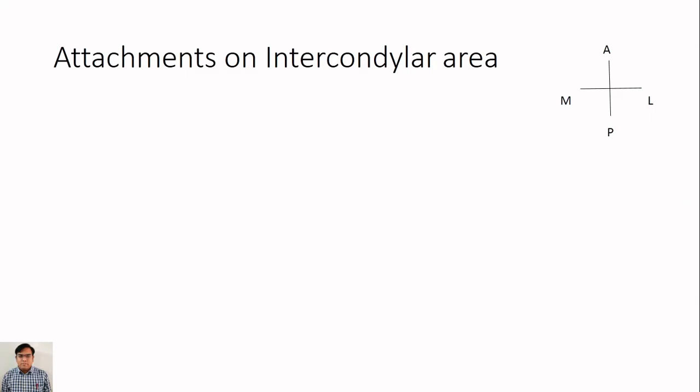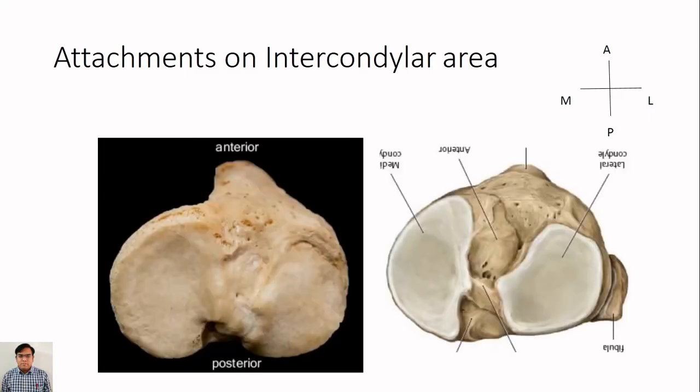Now the attachments on the intercondylar area. So this is the superior view of the condyles of tibia showing the intercondylar area. Here there are attachments of three things: medial meniscus, lateral meniscus, and cruciate ligaments. This blue oval area gives attachment to the medial meniscus. Anterior one is the anterior horn of the medial meniscus, posterior one is the posterior horn of the medial meniscus.